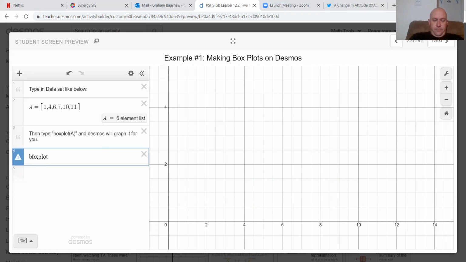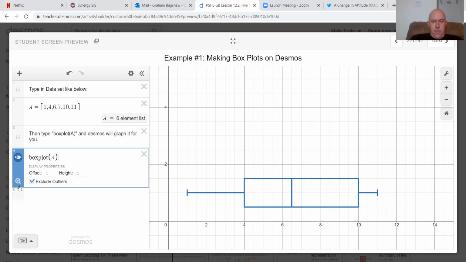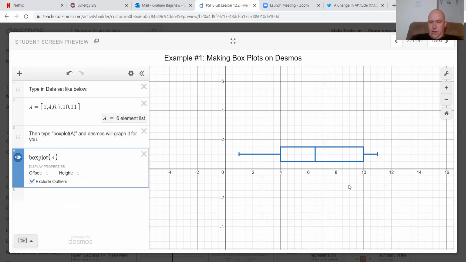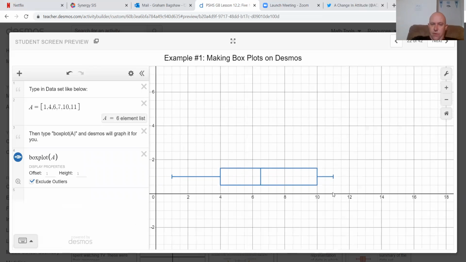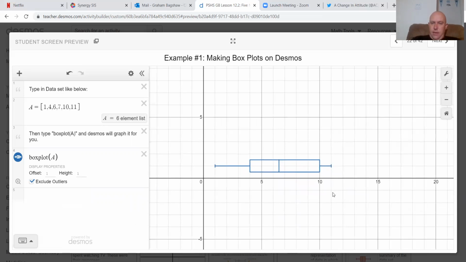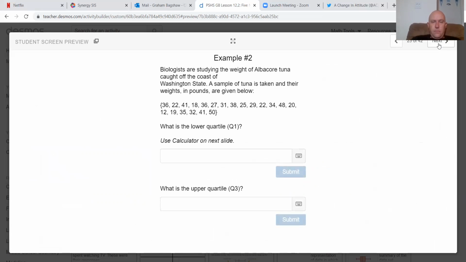So box plot, capital A. And then sometimes you can't see this. This one we can see just fine because it goes from 0 to 14, and so do our numbers. But if you click on the magnifying glass, then you can see it. And you can zoom in and zoom out just like you've done previously as well. Make it easier for you to read off values if you need to. And then from here, there's questions that we can try.